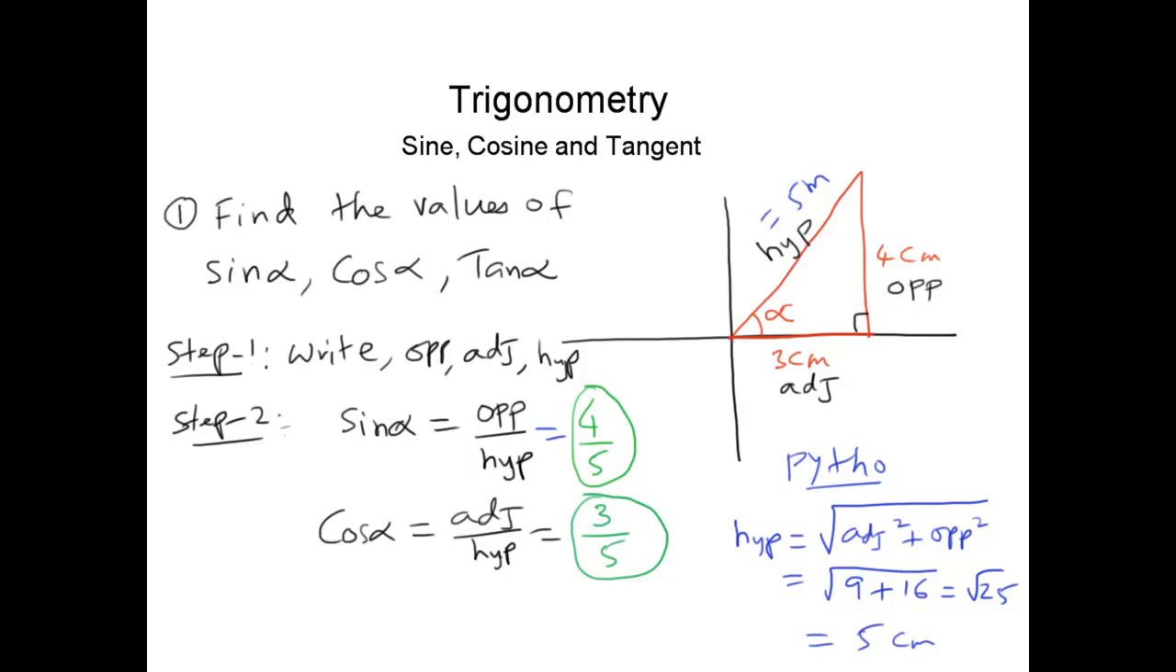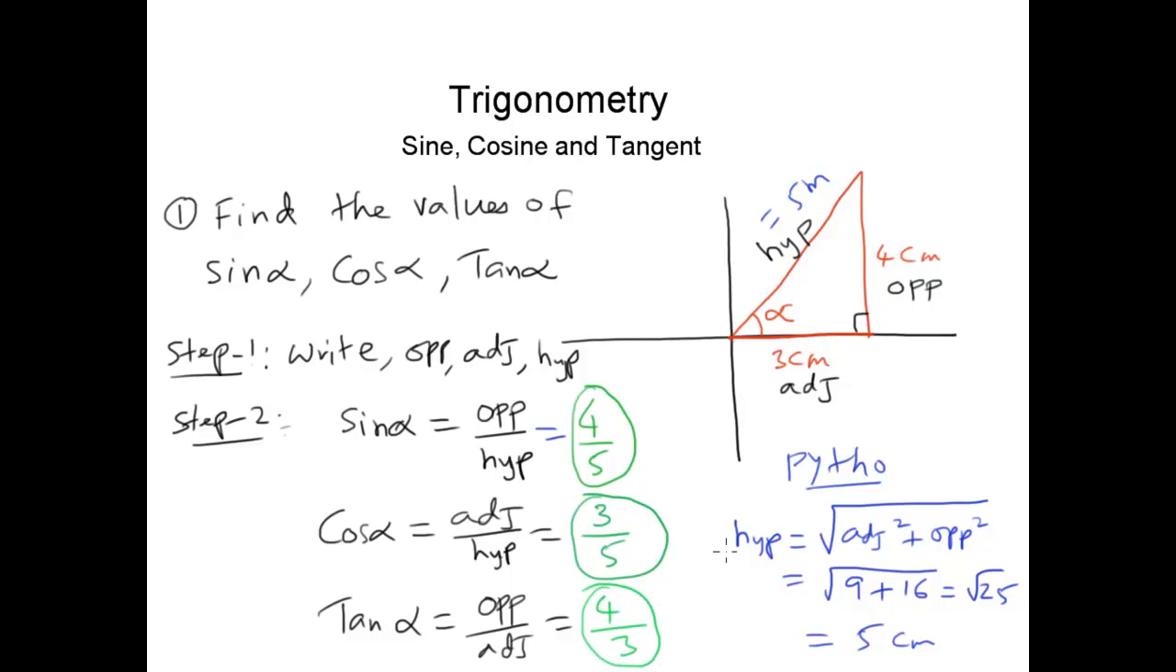Now let's find tan. Tan alpha is defined by opposite over adjacent. How much is your opposite? 4 centimeters. So 4 over, how much is adjacent? 3 centimeters. So 4 over 3.